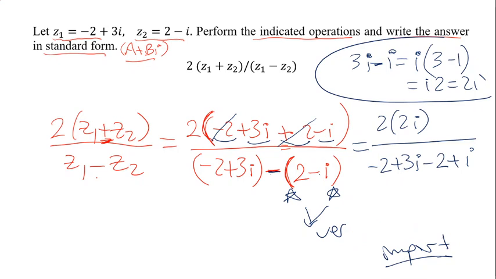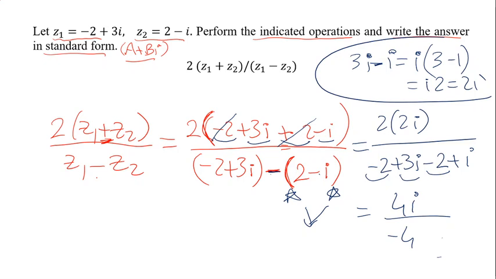Now, what is this equal to? 2I divided by, okay, -2, combine the reals, -4. Combine the imaginary parts, we have 4I. Okay, we will write it in this form. So we are not done yet. We are just halfway to our target.